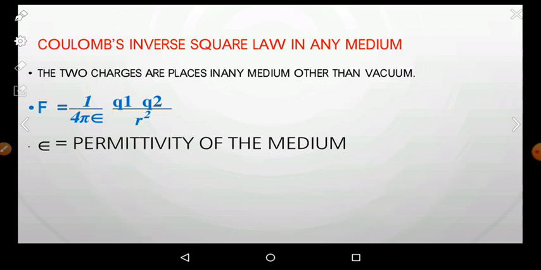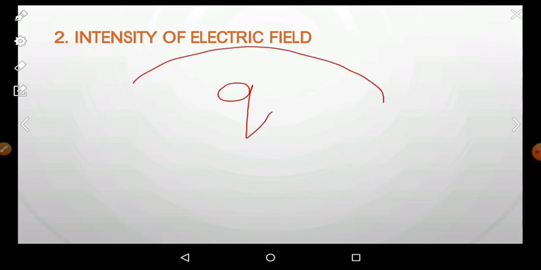So now let us move to the next point. The second point is intensity of the electric field. We know what an electric field is. If you consider any charge, either positive or negative, then around the charge there is a space or a region in which the charge has the tendency or the influence to attract or repel another charge. So it has some intensity of the electric field.